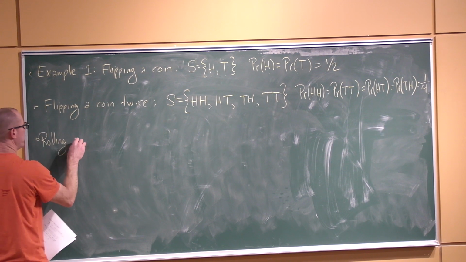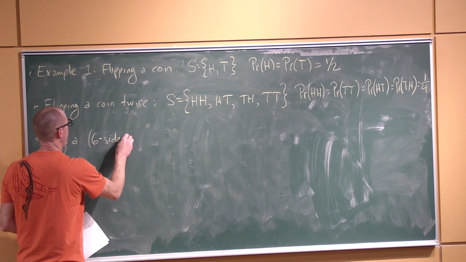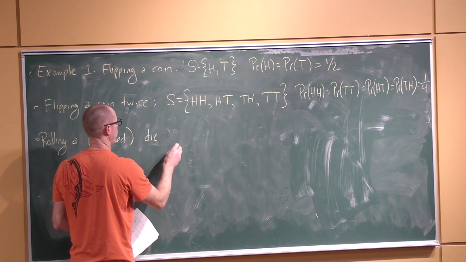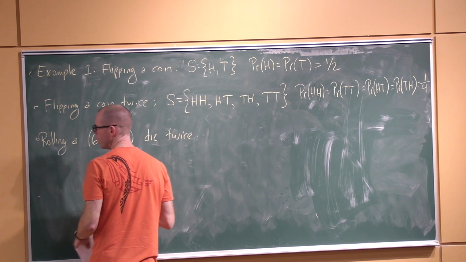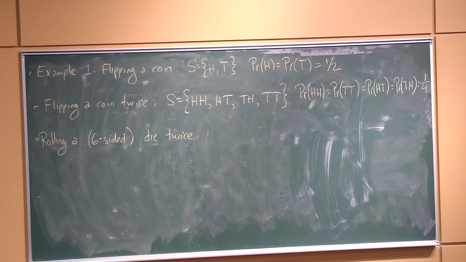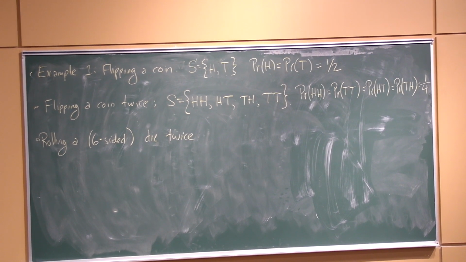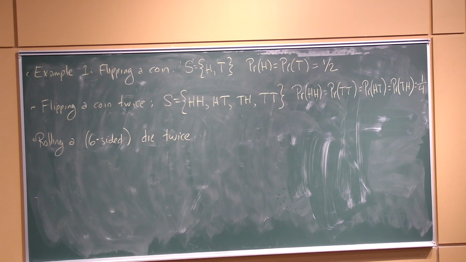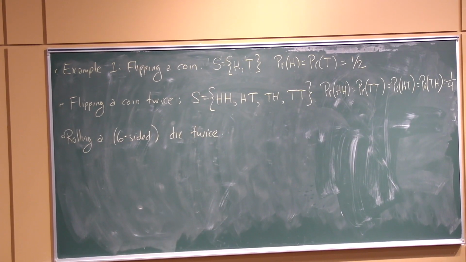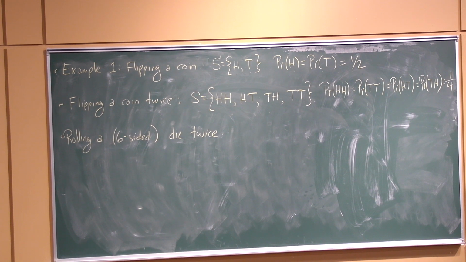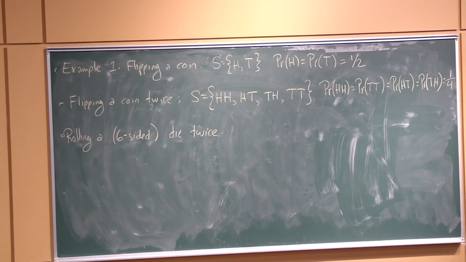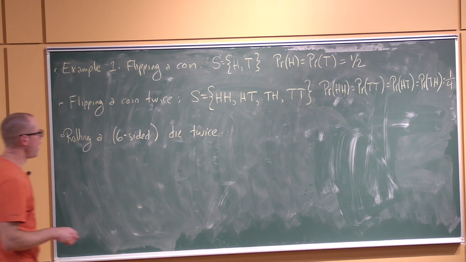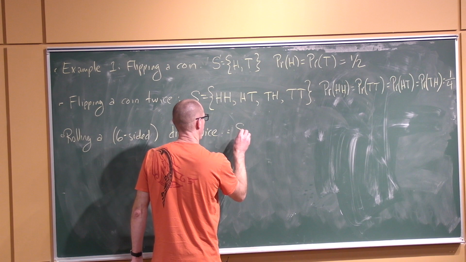Here's another one: rolling a 6-sided die twice. You know what I'm talking about. Here's a bad picture of one of these things. It's a cube, and on each side of the cube there's some number of dots, up to 6. So really, when we roll one of these, what we do is count the number of dots, and that's the outcome that we think of as the roll. And I do that twice.